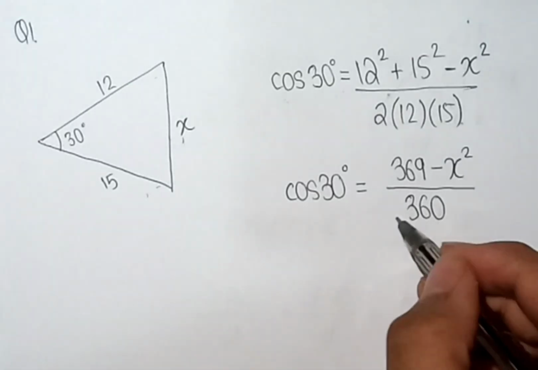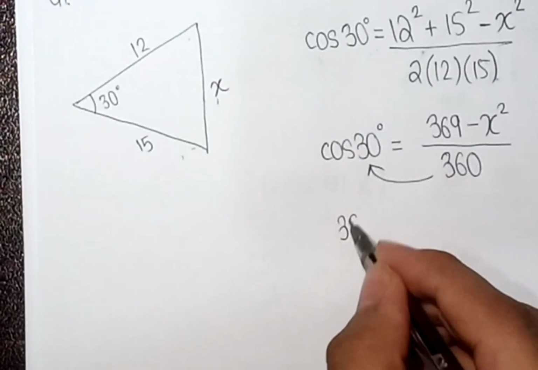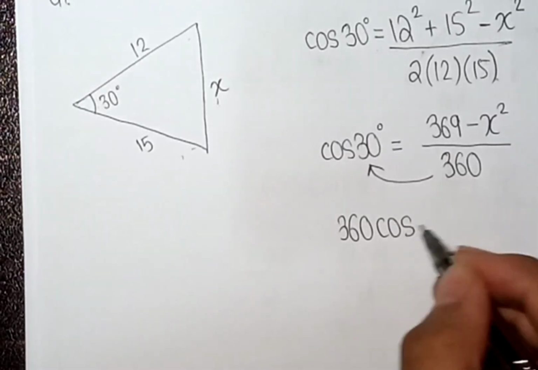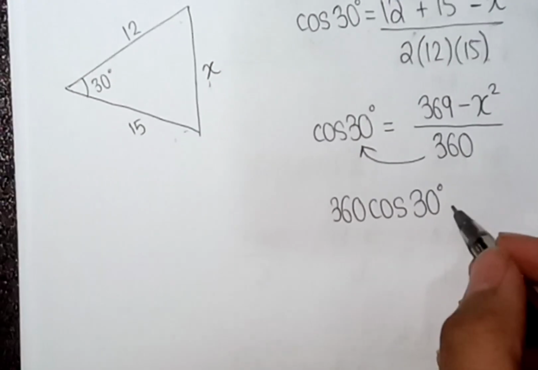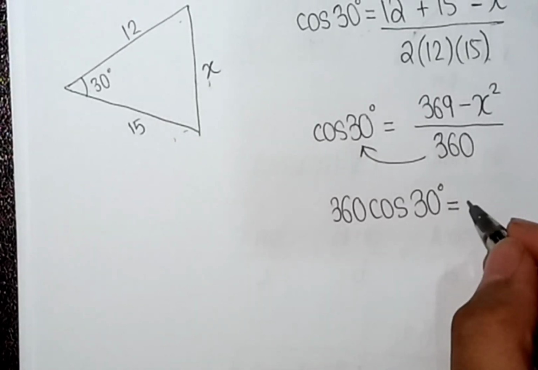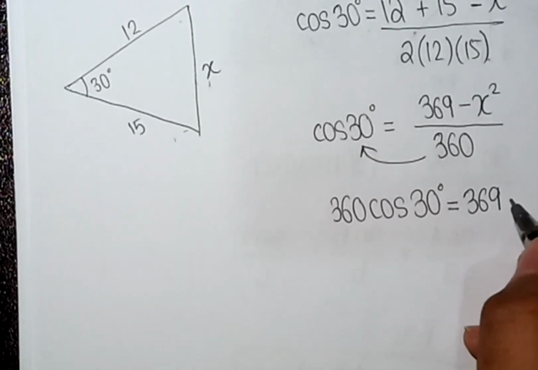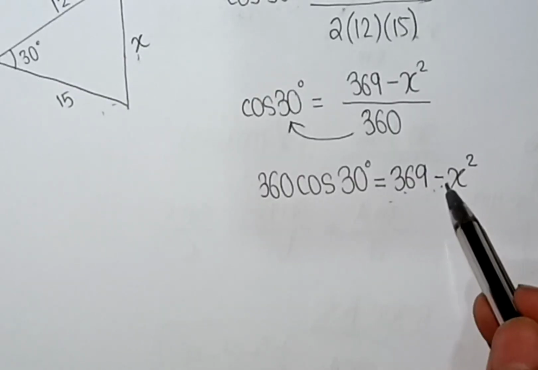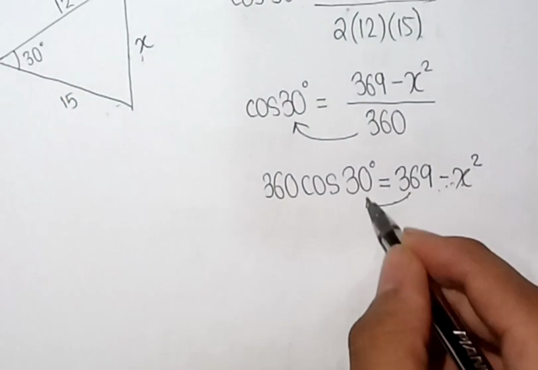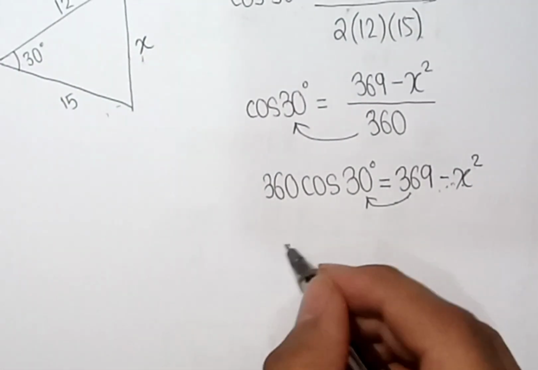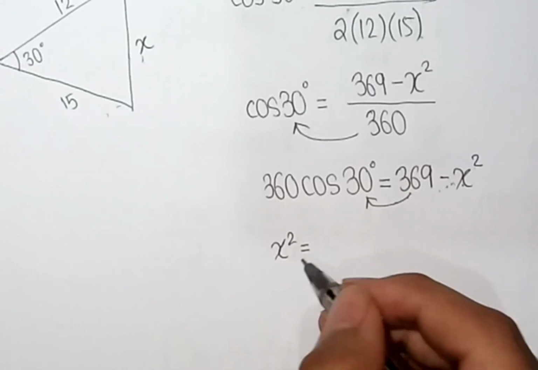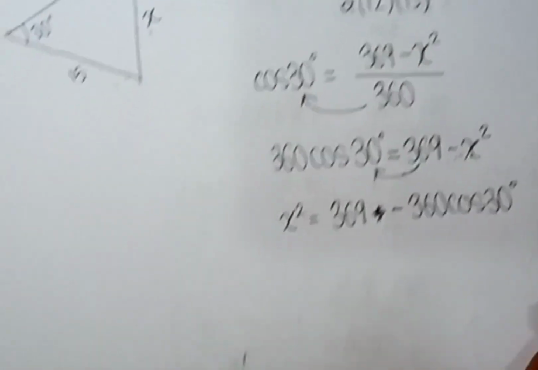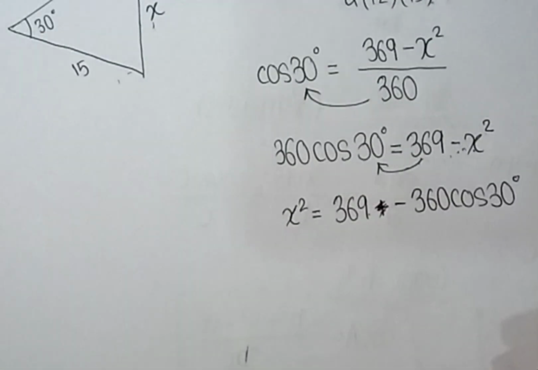Here it's dividing, so on that side it will multiply. So 360 cos 30 degrees is equal to 369 minus x squared. Now what we need to do, here it's subtracting x squared, so it will move there. We need to make x the subject, and now you can get your own answer.